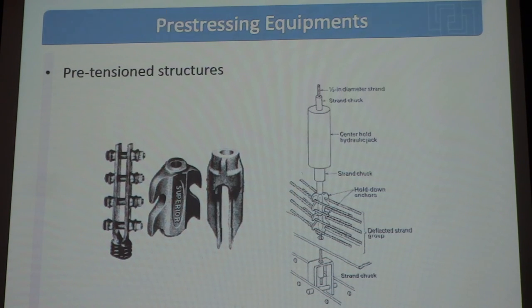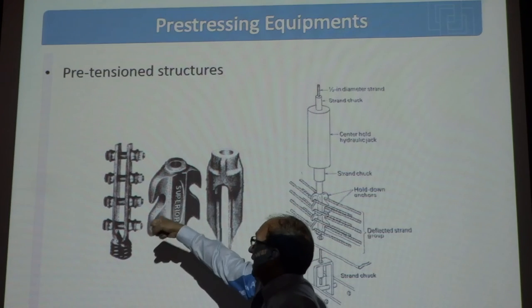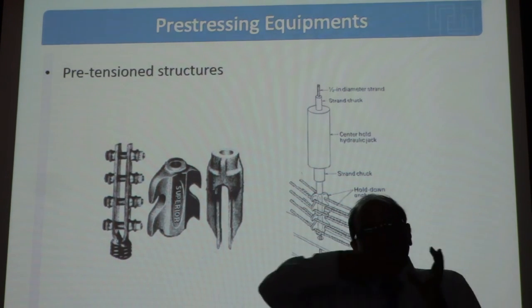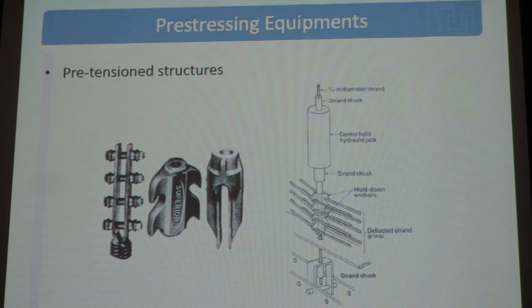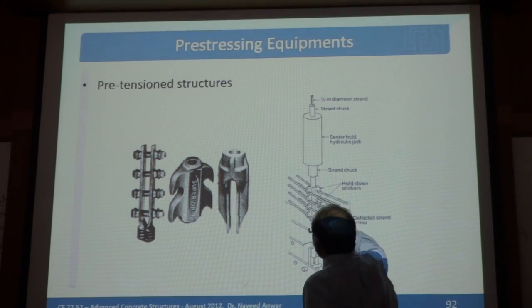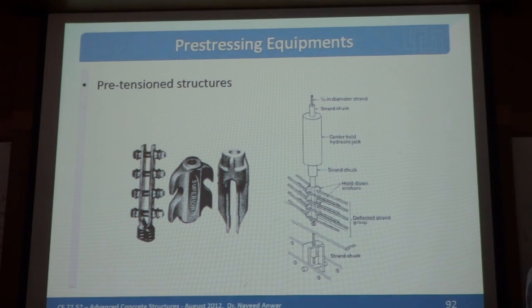For pre-tensioning, these are the types of anchors which are used for temporarily anchoring the wires before cutting them. So we pull them and anchor them, then cut the wires. So they are anchored by friction directly to the concrete. And these are the temporary supports used to create the profile of the wires. Normally pre-tensioning is not used so much, so I'm not going to concentrate too much on that.